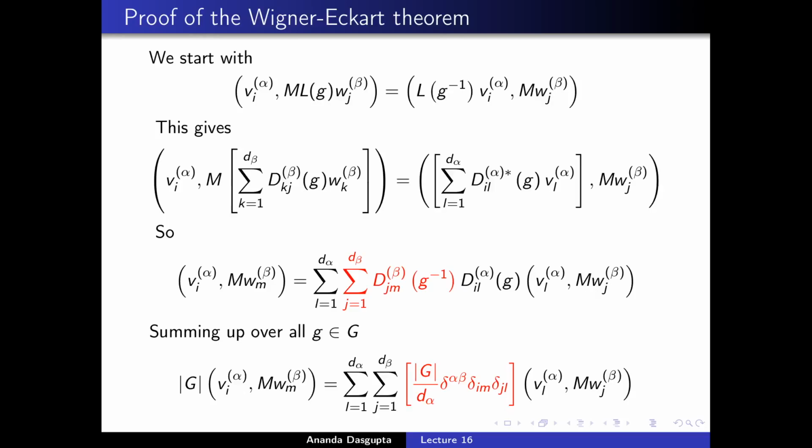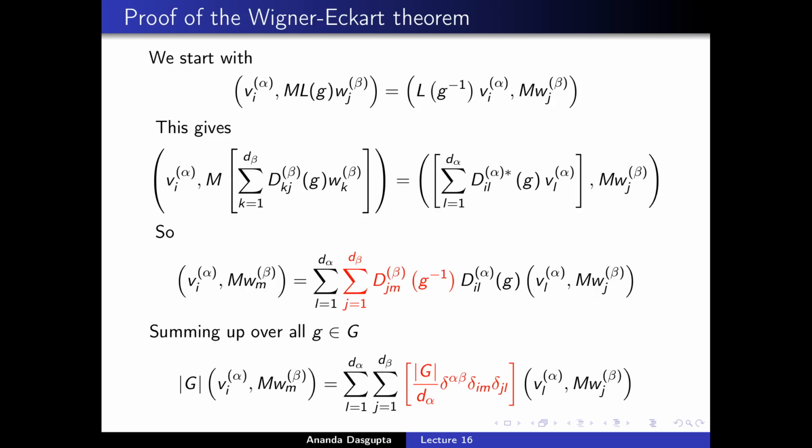Now, because of the presence of the delta symbol delta JL, the sum over J on the right hand side is absolutely trivial. All that you have to do here is replace all the other occurrences of the index J by L. You are still left with the sum over L, but most of the factors like mod G by d alpha beta delta Im can move out of that sum because they are all independent of the summation index L.